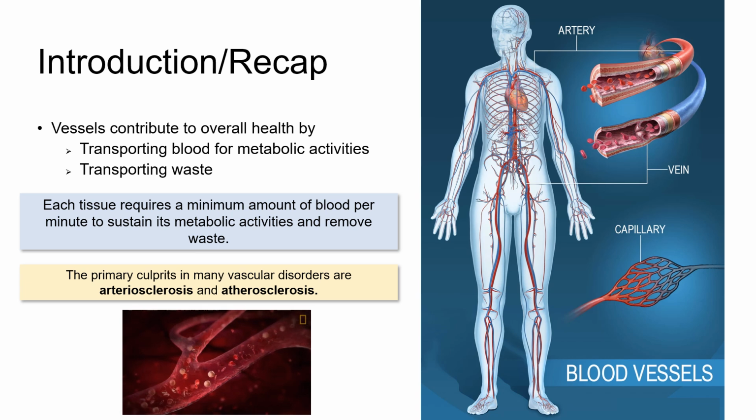Each tissue requires a minimum amount of blood per minute to sustain its metabolic activities and to remove waste. So that means cardiac output, the blood that's pumped out every minute, is very important. We don't want to have reduced cardiac output. The primary culprits in many vascular disorders are arteriosclerosis and atherosclerosis, which is what we're going to talk about next.